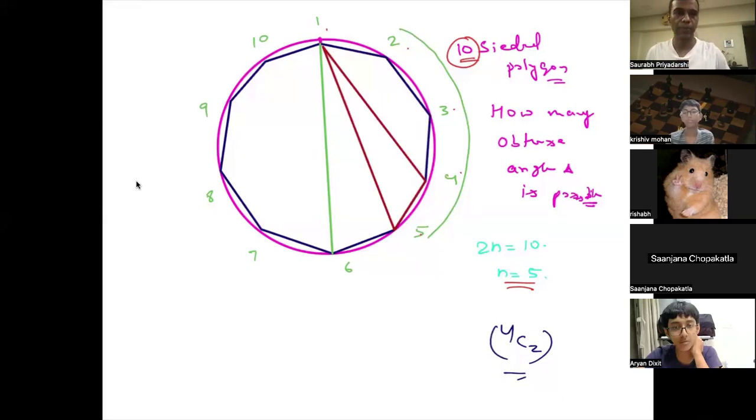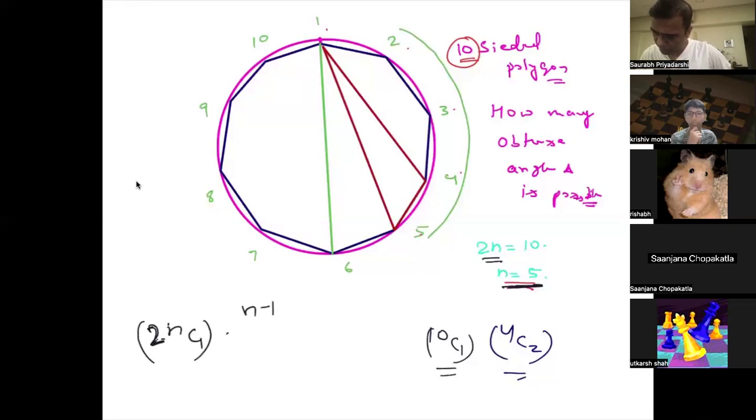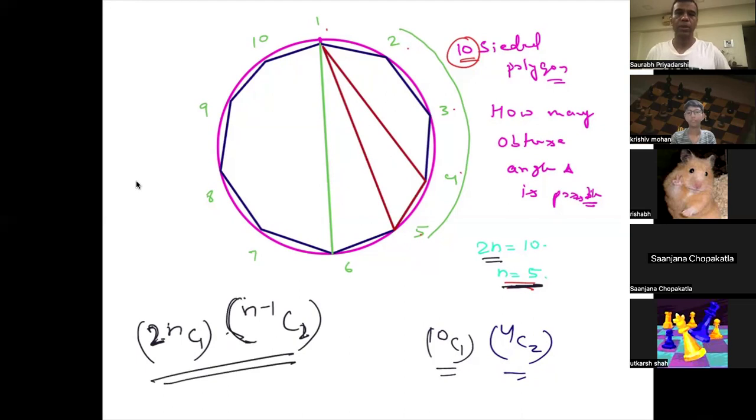Getting my point, right? So first we have selected 10C1, meaning 2nC1, right? And then it is divided into 2 parts. So from the remaining n minus 1, it means 2nC1 into n minus 1 C2. These 3 vertices will always form an obtuse angle triangle. Is this okay?